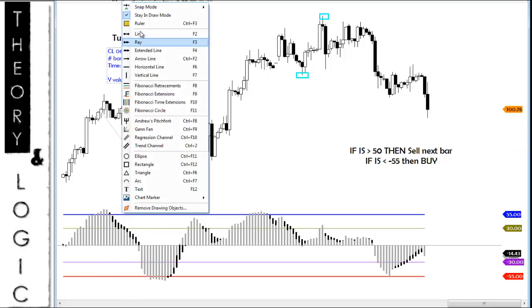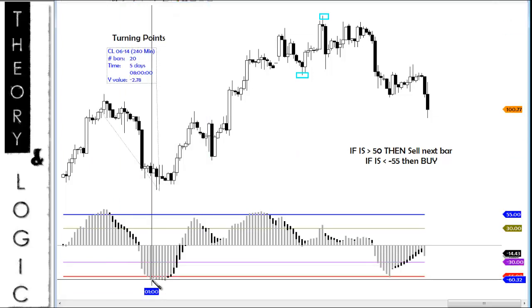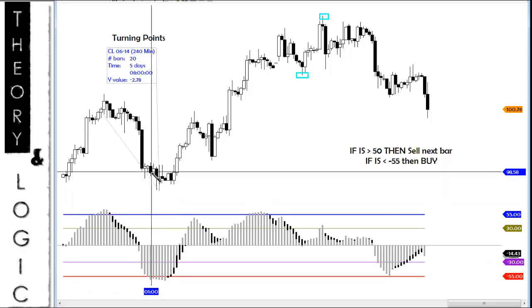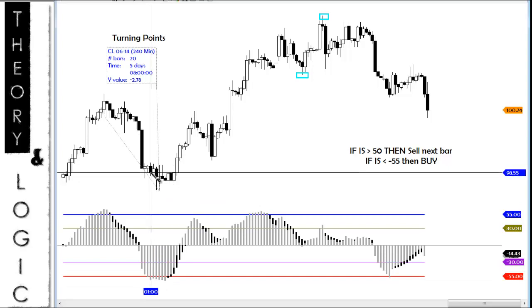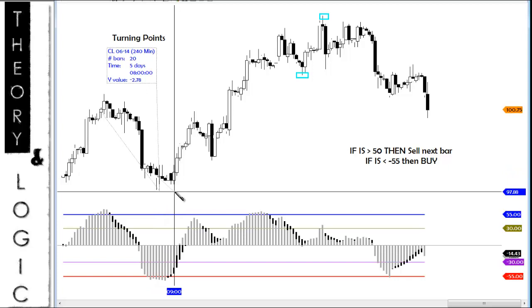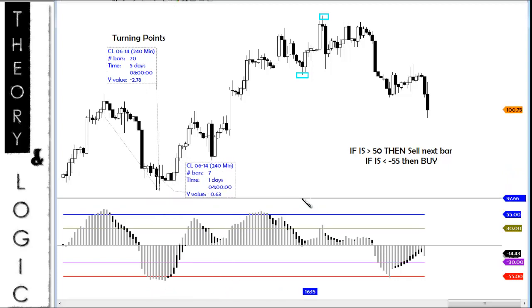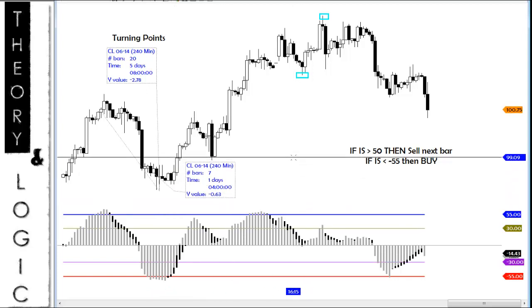All right, so we said that the other side of the trade was going to be once we hit a minus 55, then we could buy next bar market. So it was the close of this candle that confirmed a closing bar below minus 55, so we would buy the next bar at market. So I buy the open of the next bar. I immediately pull down here and see it moved 63 ticks against me.